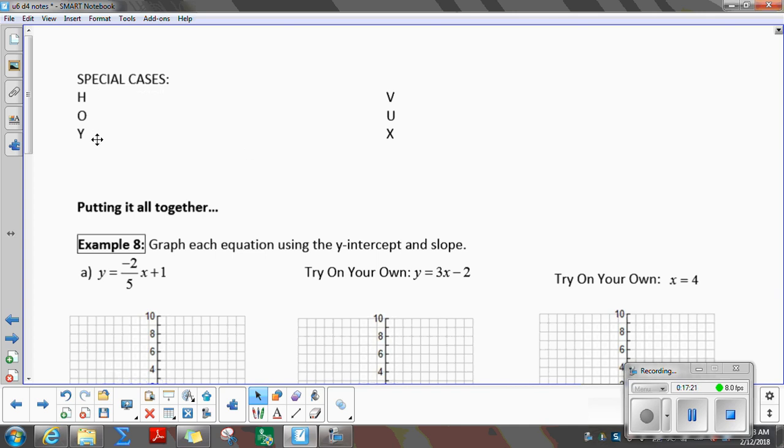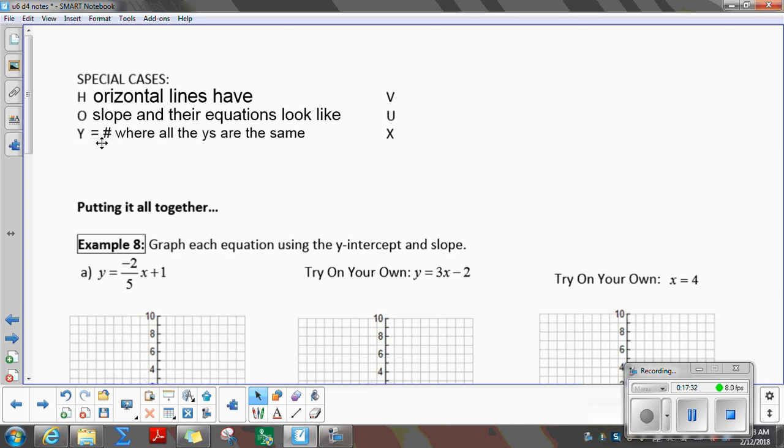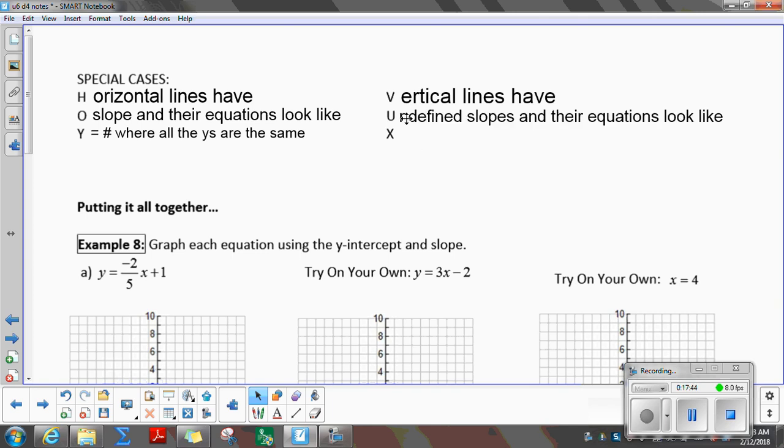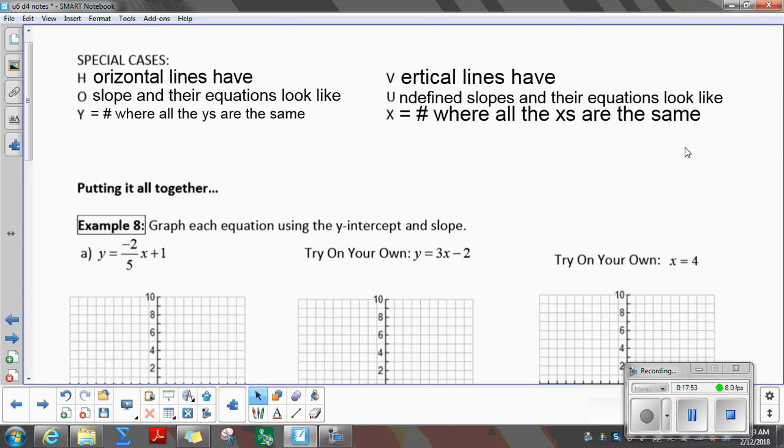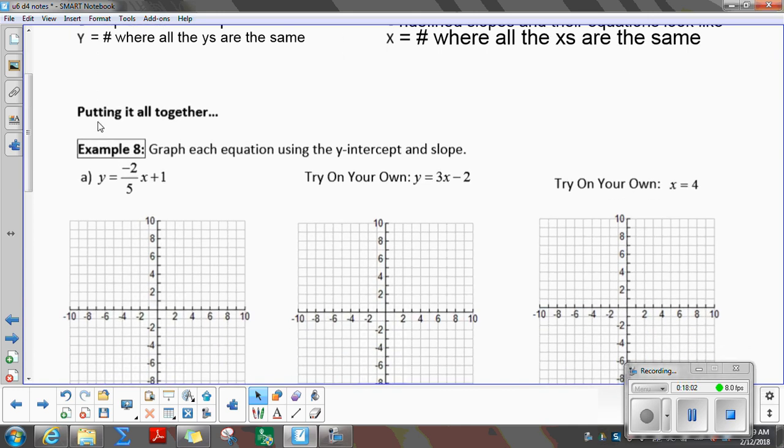And the way we remember it is HOIVUX. So this is actually already on the wall in my room. HOIVUX stands for horizontal lines have 0 slope, and their equations look like y equals a number, where all the ordered pairs have the same y's, and all the x's are different, okay? The VUX part stands for vertical lines have undefined slopes, and their equations look like x equals a number, where all the x's are the same and the y's are different for their points, okay? So knowing that, when you see an x equals a number, you're drawing a vertical line. When you see y equals a number, you're drawing a horizontal line, okay? So those are your special cases.